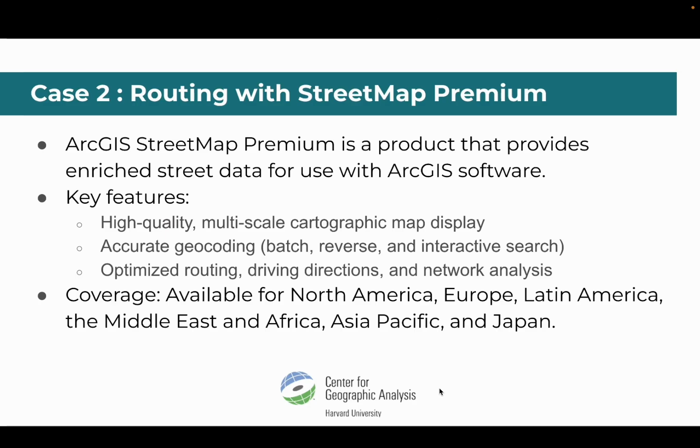Case 2 is routing with StreetMap Premium. ArcGIS StreetMap Premium is a product that provides enriched street data for use with ArcGIS software. Its key features include high-quality, multi-scale cartographic map display and accurate geocoding. Also optimized routing, driving directions, and network analysis. And it can cover the whole world, including North America, Europe, Latin America, the Middle East and Africa, Asia Pacific, and Japan.